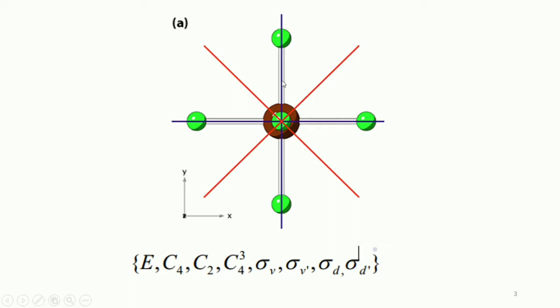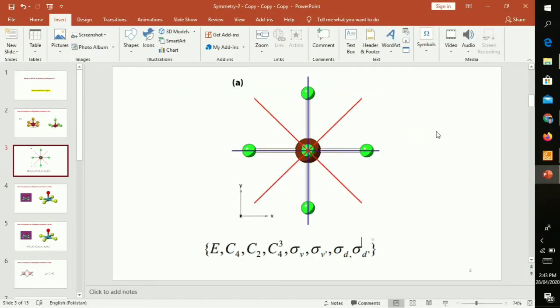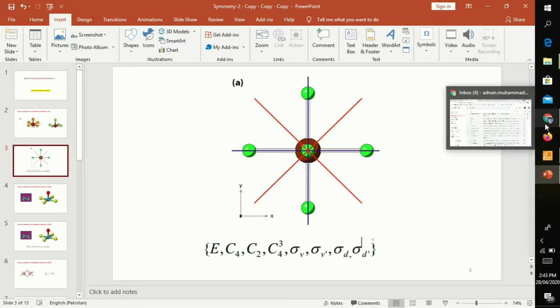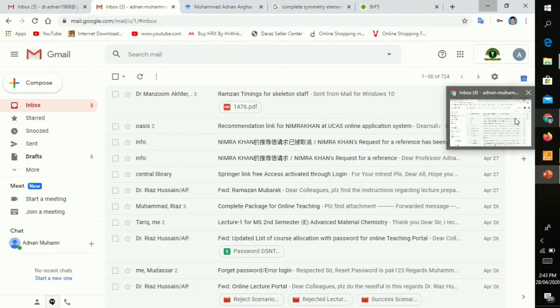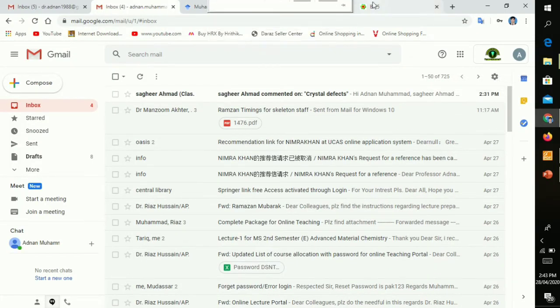So first is this one, sigma v, and the same with sigma v dash, or you can say sigma v; both of these are the same type. The other two are sigma d. So there are 8 symmetry operations found in this molecule: identity, C4, C2 and C4 thrice, 2 sigma v and 2 sigma d. I would like to show the 3-dimensional structure of this square pyramidal geometry so that things may become more obvious and clear in your minds.